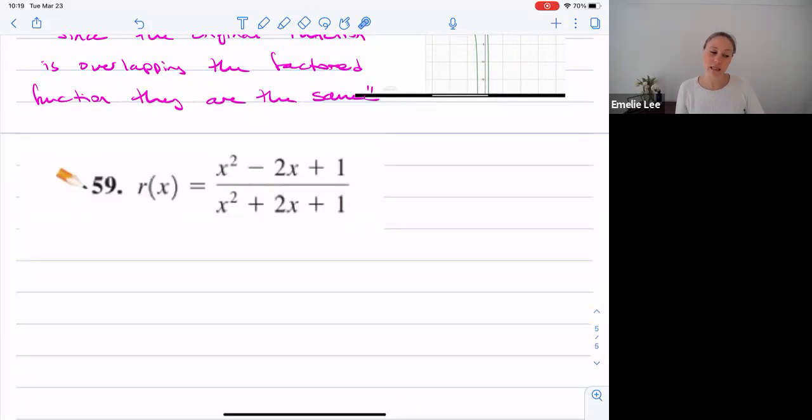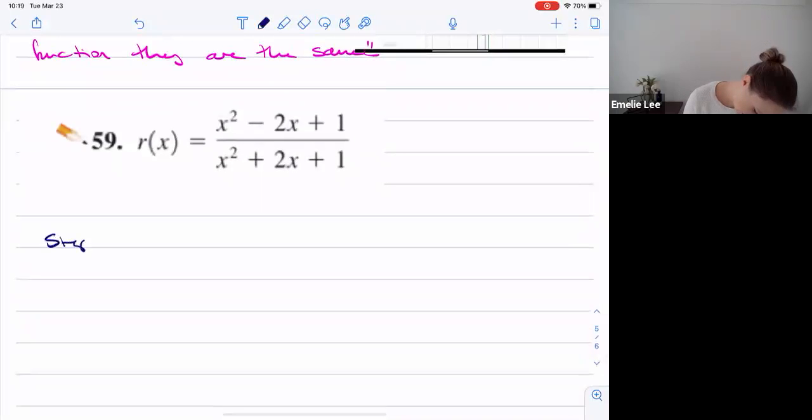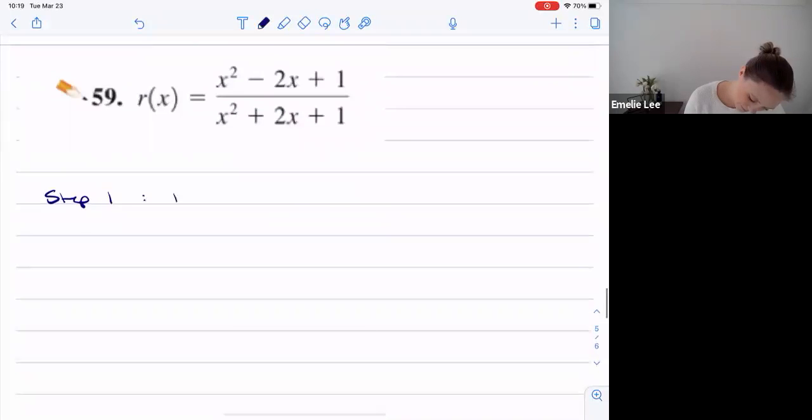And this one's going to be a little bit different because we have multiplicity. Okay, so first step is we have to factor this thing. And this one's not so bad. It has to add, so the numerator, right? So step one. Step one, factor.